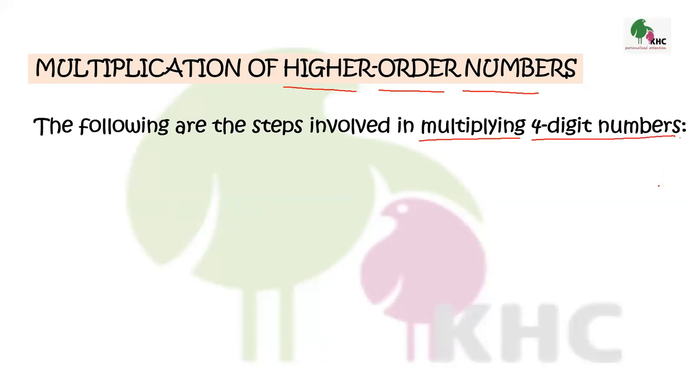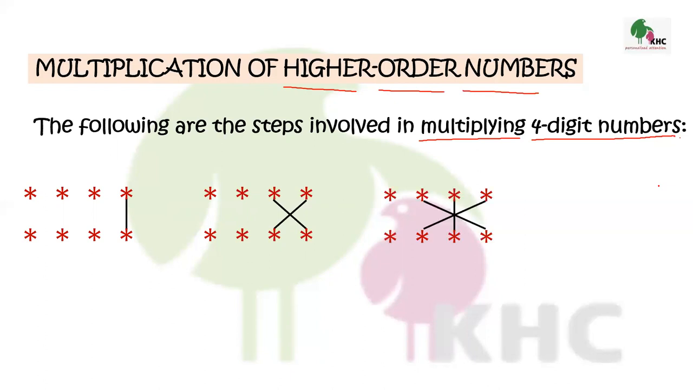For a 4-digit number, the first thing is to multiply vertically the ones digit. After that, you cross multiply the tens digit with the ones digit and add it up. The third is to multiply the hundreds digit with the ones digit and vertically multiply the tens digit, and find their sum.